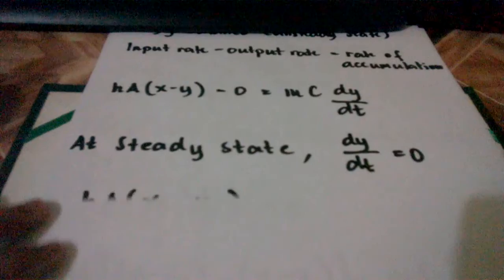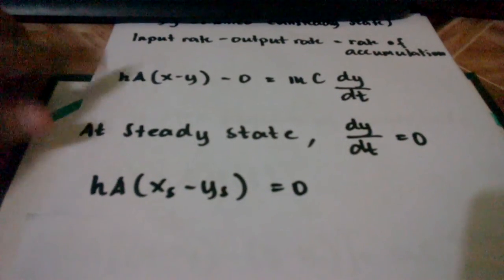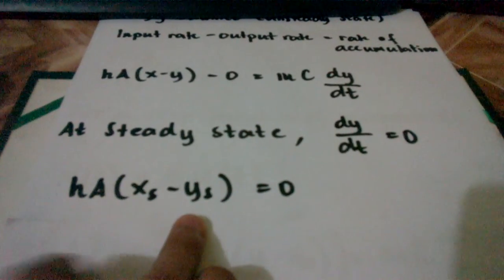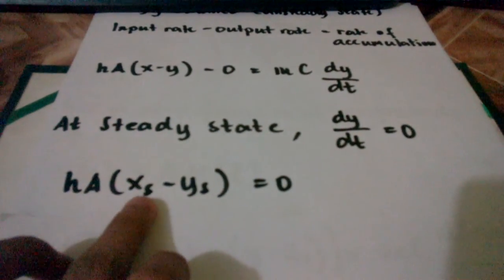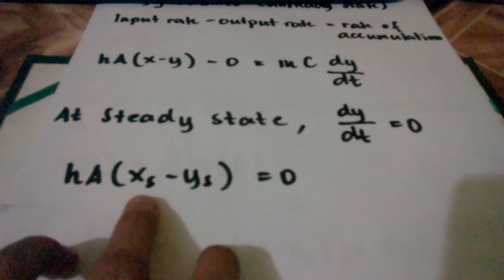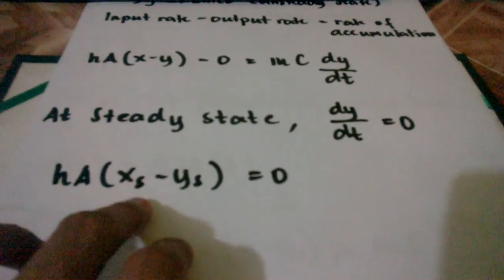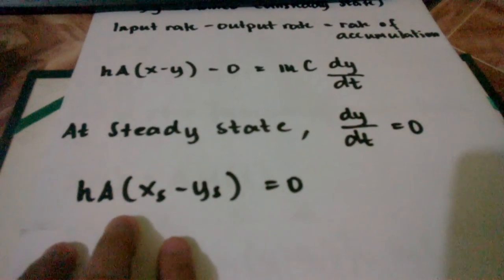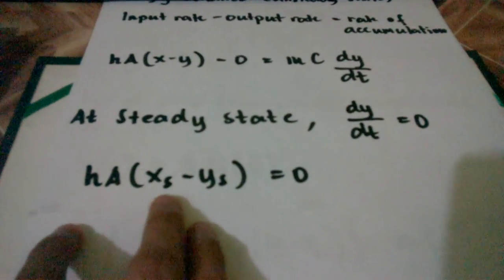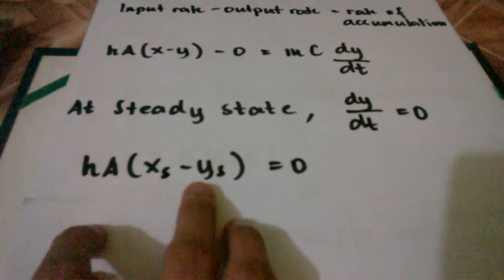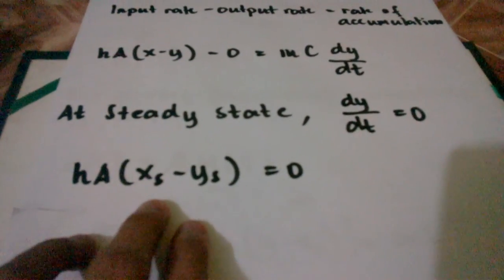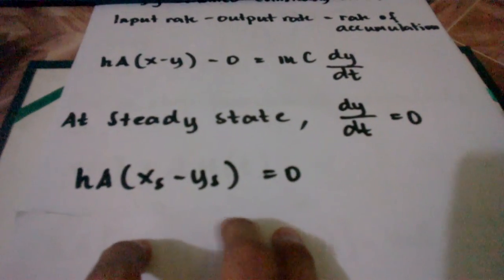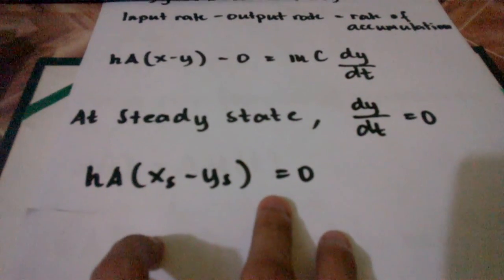So this equation becomes HA times x sub s minus y sub s is just equal to 0. The subscript s here means that the temperatures are at steady state. Notice that if we rearrange this equation, we have y sub s is just equal to x sub s. This just means that the thermometer reads the true bath temperature.